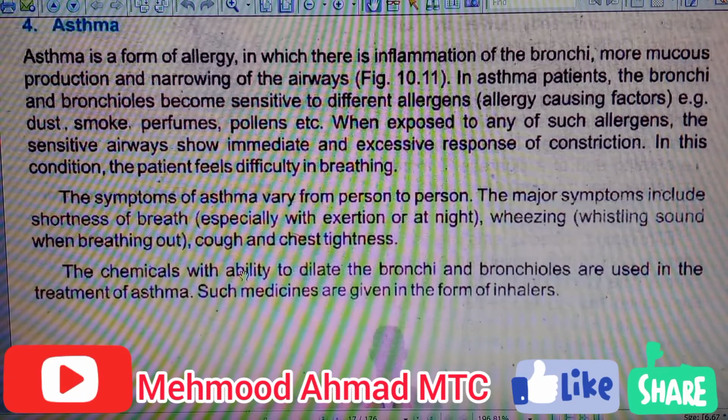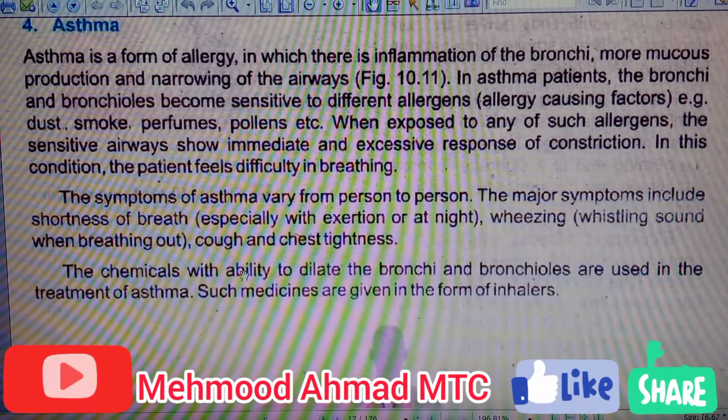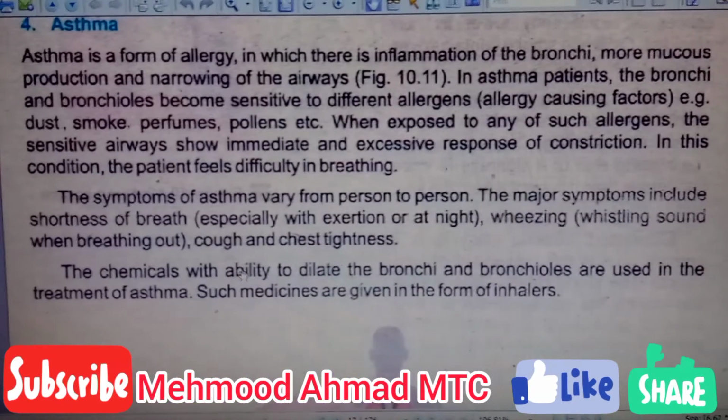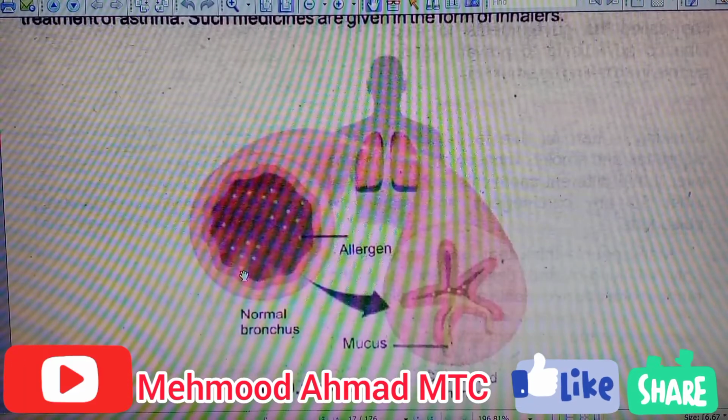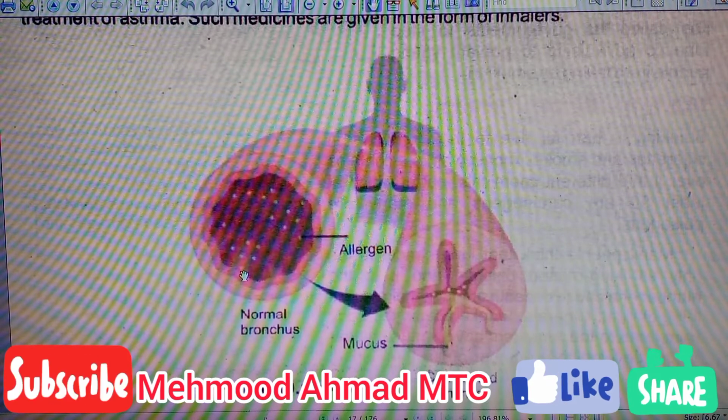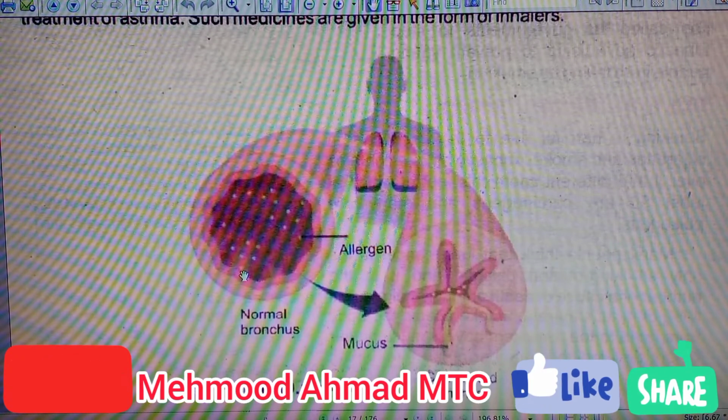and chest tightness. The chemicals with the ability to dilate the bronchi and bronchioles are used in the treatment of asthma. Such medicines are given in the form of inhalers. Students, this is the diagram of an asthma patient. You can easily see the difference between a normal bronchus and a constricted bronchus.